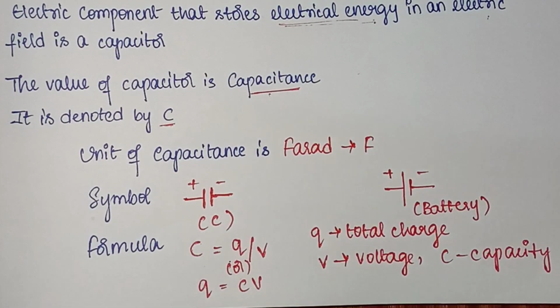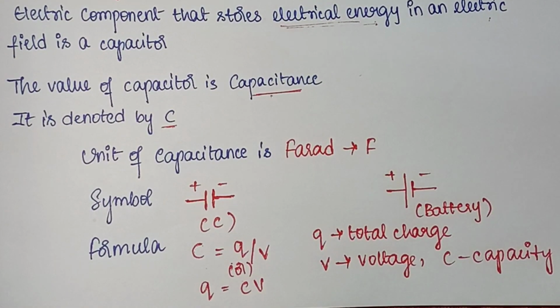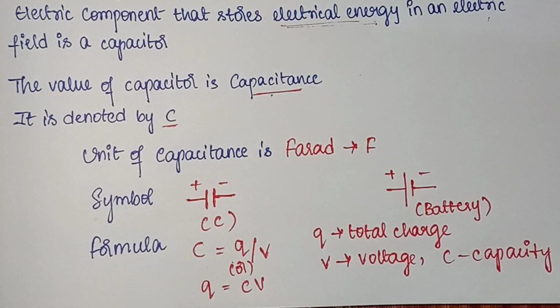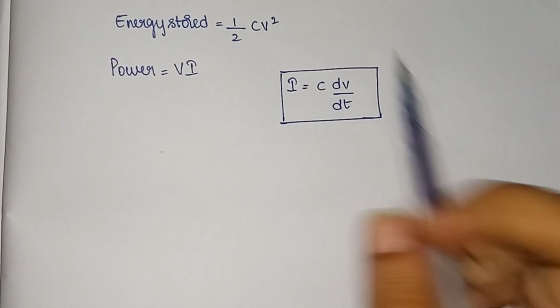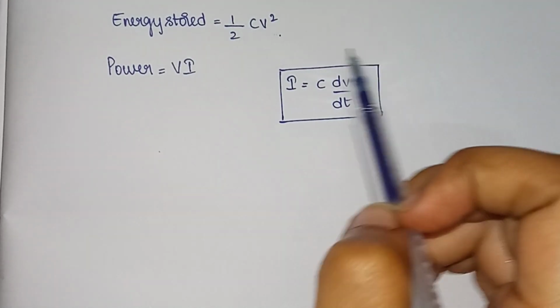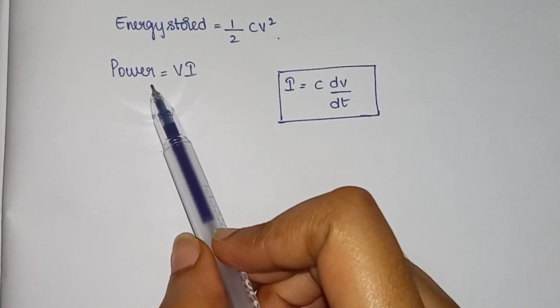Okay, now let's see the power equation related with this capacitance, and also let us see the formula of energy stored. So the energy stored formula will be half CV square, and this is the formula of energy stored by a capacitor. Now let's see the power equation in capacitance concept.